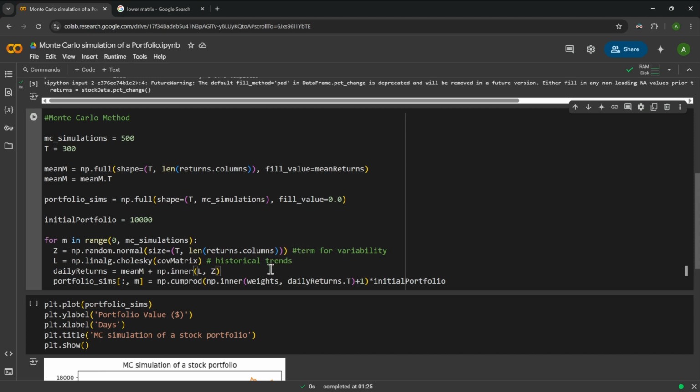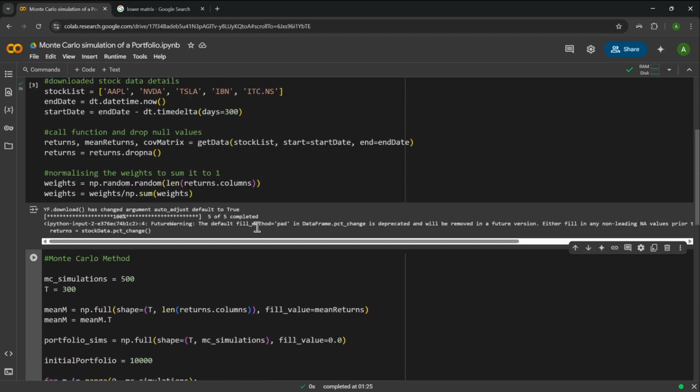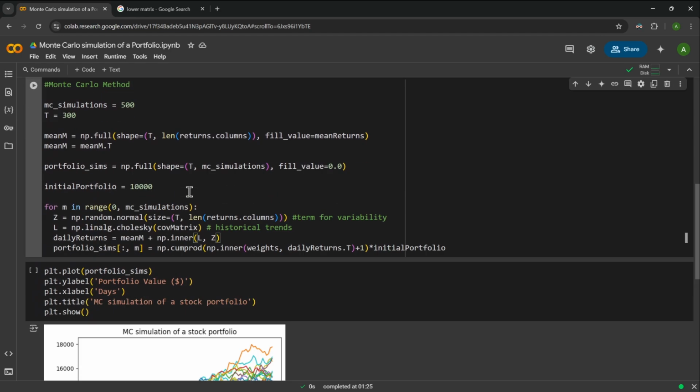And then we have to calculate the daily return, right? So at the end of the day, what do we have? So daily return is nothing but, we have mean returns that we calculated over here for each and every stock. But then we have to introduce some variability to it. But it shouldn't just be random, right? Even the variability should follow some sort of pattern. And that is the historical trend.